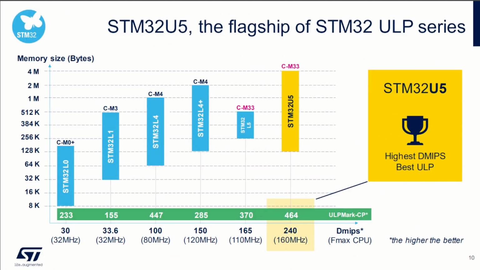In this slide, we see how the STM32U5 positions itself amongst the other STM32 low-power microcontrollers that already are in production. And with the highest clock and also with the new Cortex-M33, it gives you the highest DMIPS value and also the lowest power. And it also extends from 128K of flash up to 4 MB.